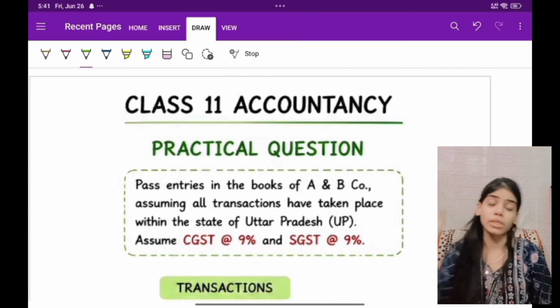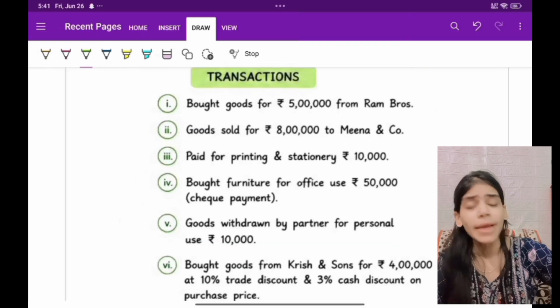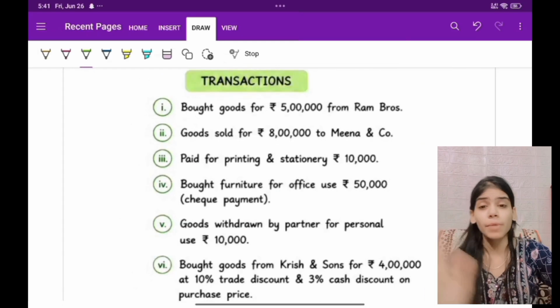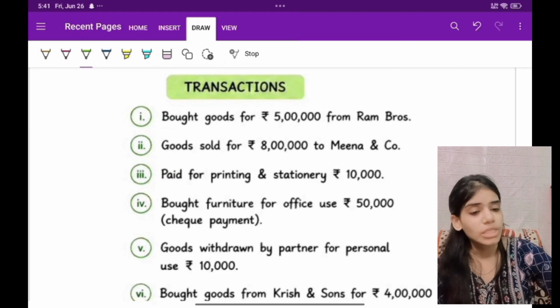Now let's move further to practical questions. I have made a practical question where I will be solving 8 or 9 entries with you, and my purpose is that the main entries come to you right here. So let's start with these transactions.